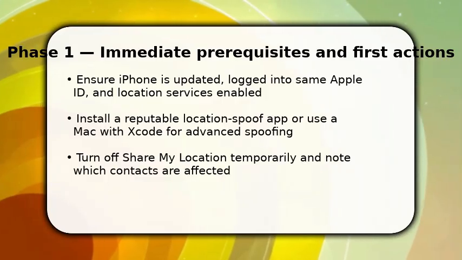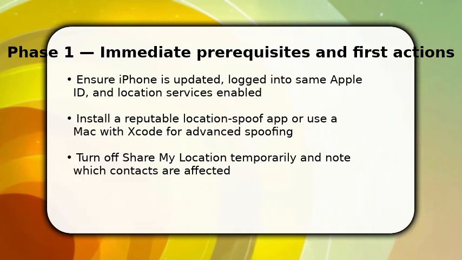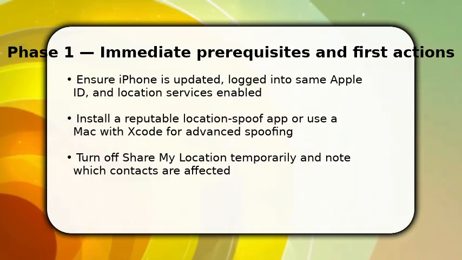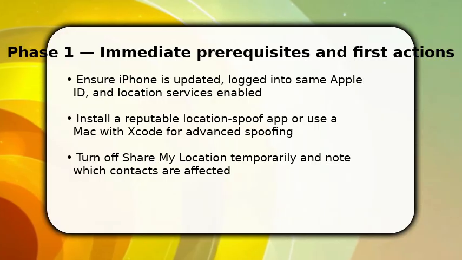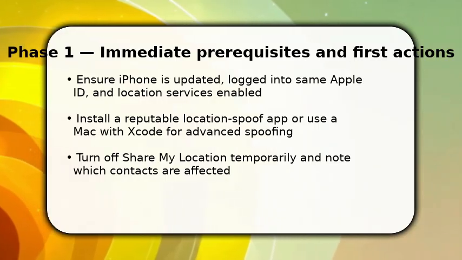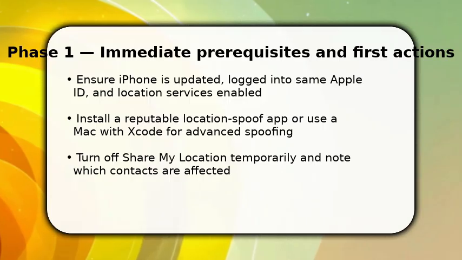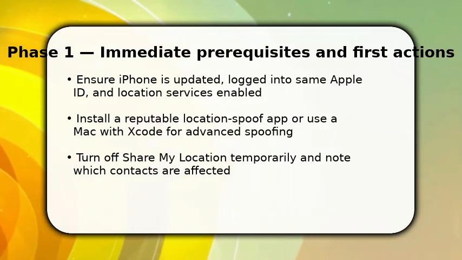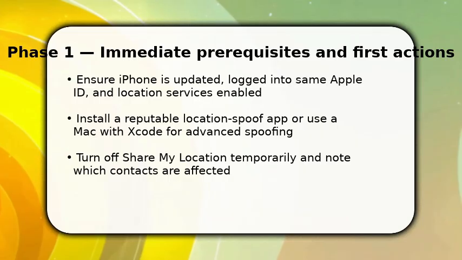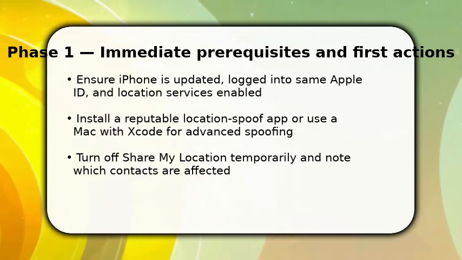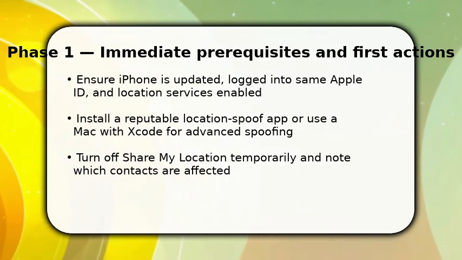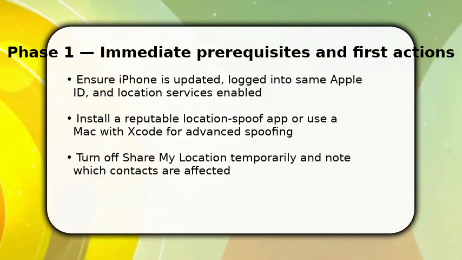You need a couple of things before changing your Find My Friends location. Your iPhone updated, Share My Location off, and a chosen method to spoof location. First, open Settings and confirm location services and Apple ID are correct. This avoids account conflicts. Next, install the spoofing app or connect your iPhone to a Mac for Xcode.